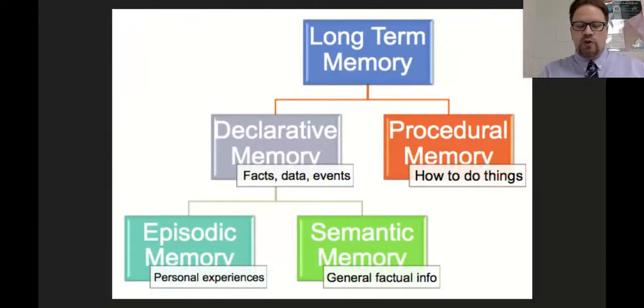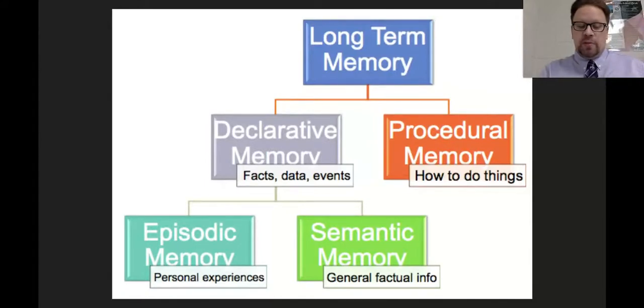Now, there are actually two subdivisions of declarative memory, episodic memory and semantic memory. Episodic memory is a subdivision of declarative memory that stores memories for events or personal experiences or episodes in your life. This type of memory stores temporal coding or time tags to identify when an event occurred, and context coding that indicates where it took place.